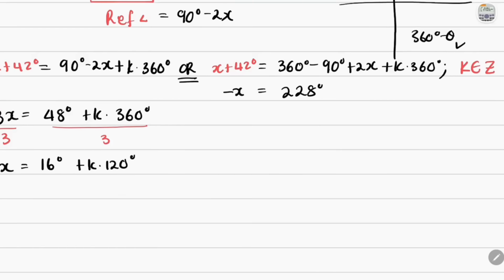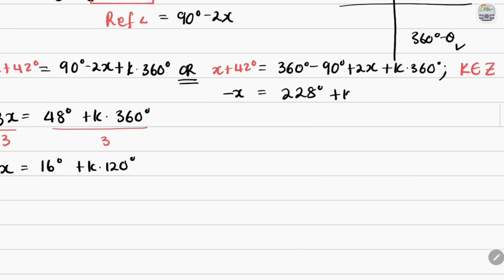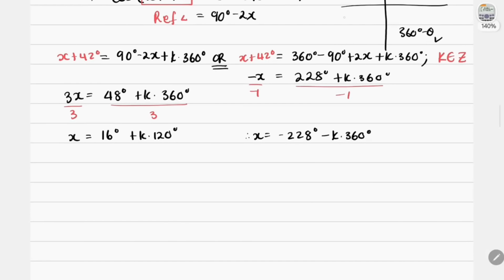Okay, so we have 228 degrees plus k times 360 degrees. Then divide both sides by -1, or multiply by -1. And finally here we're saying that x is equal to -228 degrees minus k times 360 degrees. Okay, so this is our answer.